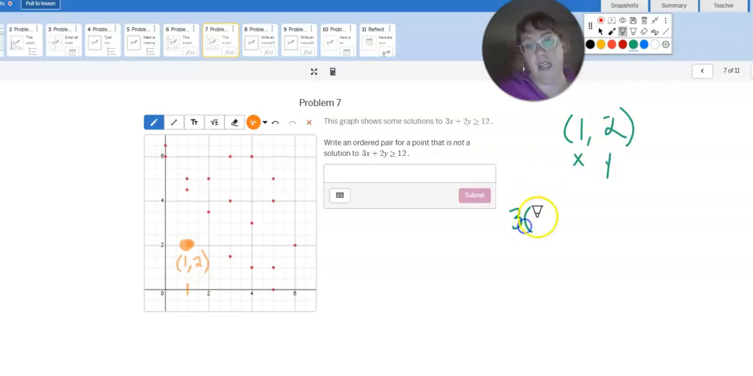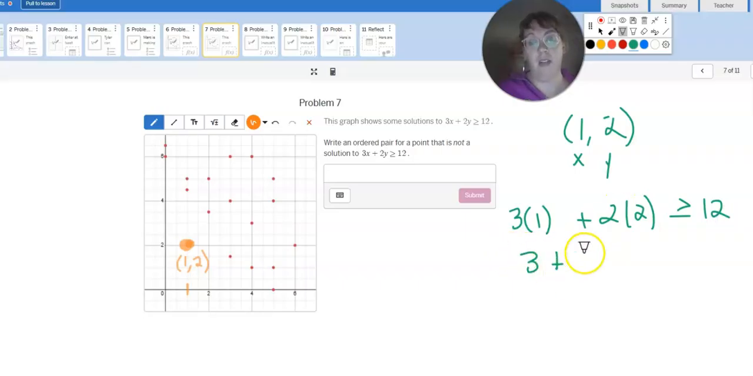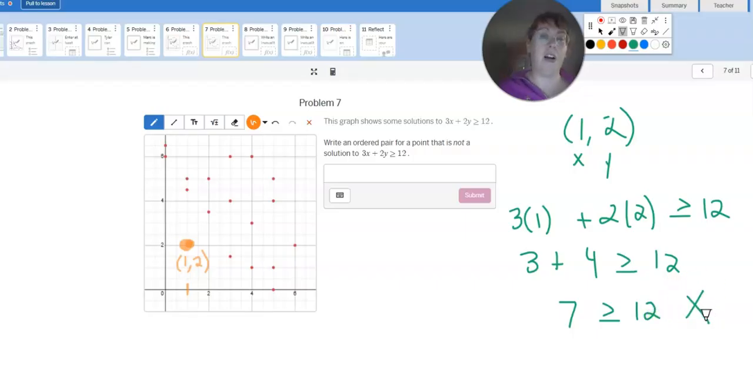So we have 3 times 1 plus 2 times 2, and we're wondering if that's greater than or equal to 12. 3 times 1 is 3, plus 2 times 2 is 4, and 3 plus 4 is 7, which is not greater than or equal to 12. So yes, that's correct that it's not a solution. You may choose a different point that's not a solution. Make sure to check it and make sure it is not a solution in the inequality.